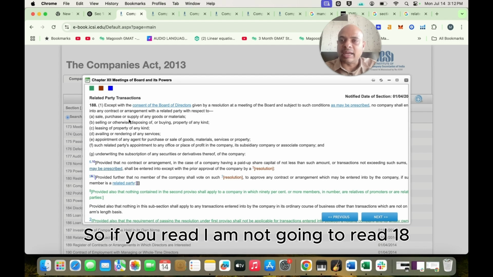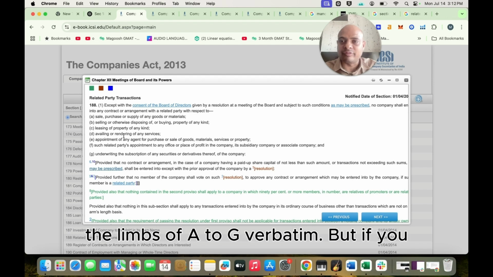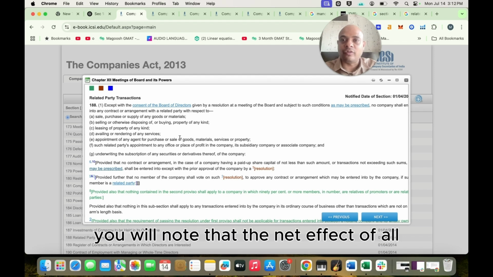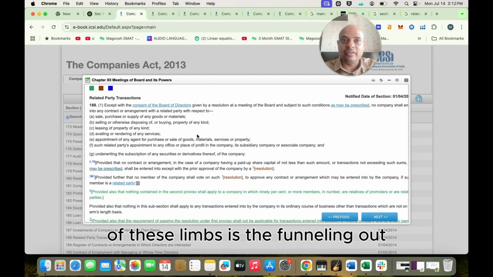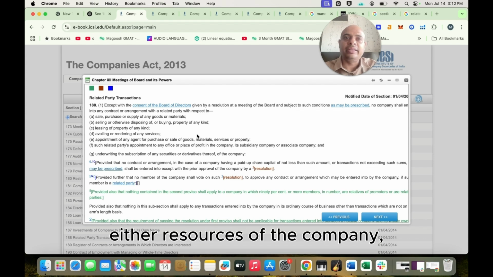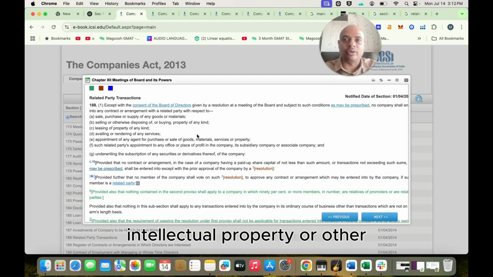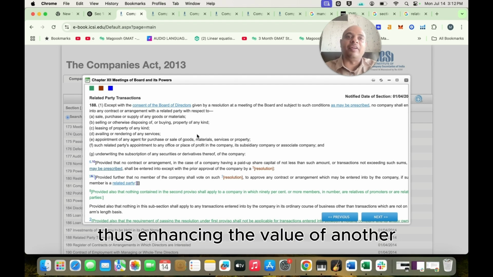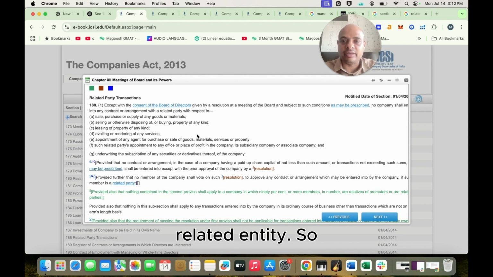I'm not going to read the limbs A to G verbatim, but if you read 188 A to G, you will note that the net effect of all of these limbs is the funneling out of the monies of the company, or other resources of the company, intellectual property, or other services that the company can provide, probably at a lower rate, thus enhancing the value of another related entity.